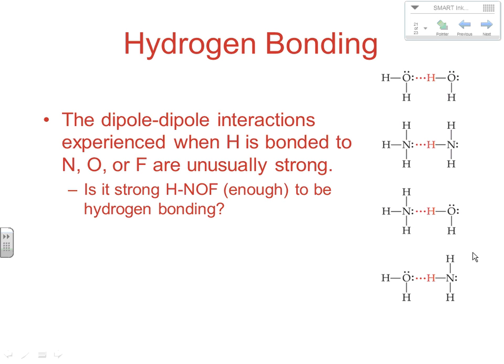Now the way I teach my pre-AP chemistry students to remember this is it's dipole-dipole unless it's strong enough to be hydrogen bonding. HNOF is like enough. So if it's strong enough, polar molecules are hydrogen bonding. And this is a very, very, very strong type of attraction.